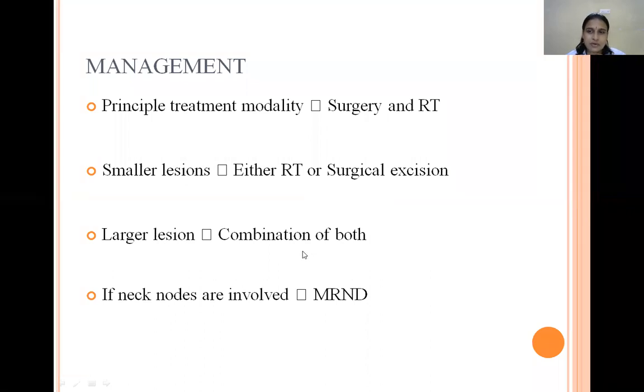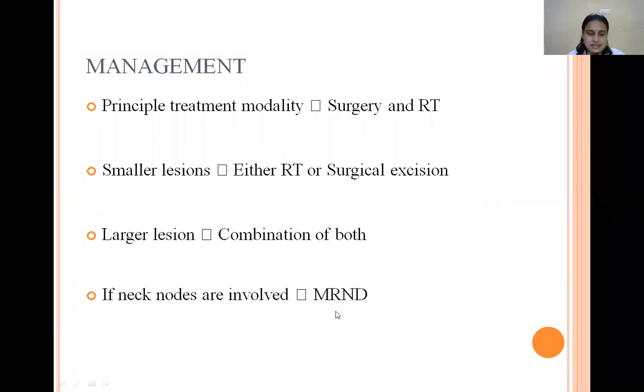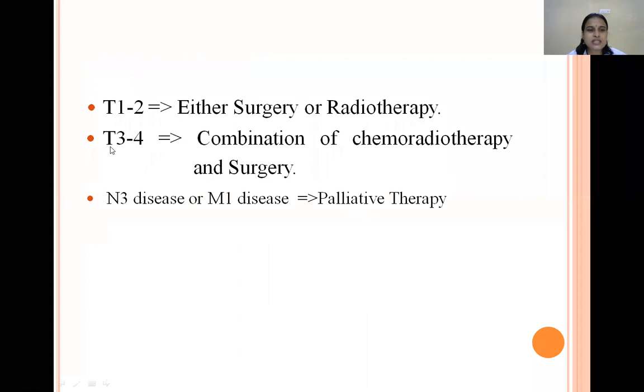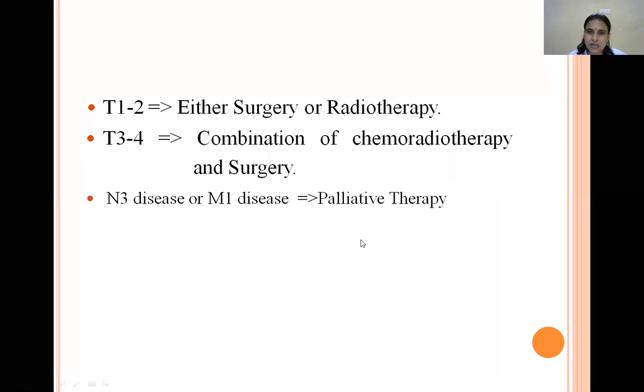Next, when the neck lymph nodes are involved, then you have to go for modified radical neck dissection. There are various types of modified radical neck dissection depending upon the involvement of the nodes. T1 and 2, I told you the same, smaller lesions, either surgery or radiotherapy in combination or alone. T3 and T4, combination of chemoradiotherapy and surgery. Advanced stage of disease wherein there is extensive neck nodal involvement and distant metastasis, obviously it is palliative therapy. Palliation at the local site to evade complications, you may go for wide excision followed by chemoradiation.